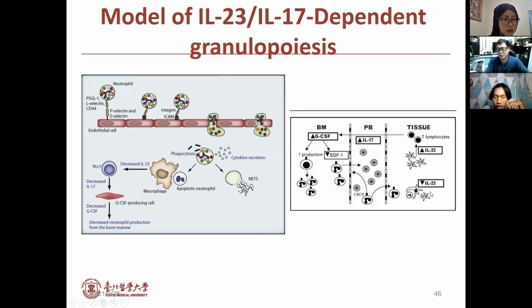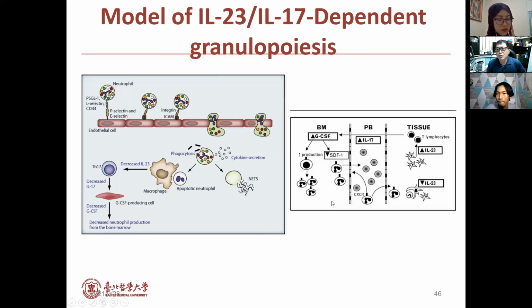After cleanup of the damaged place, the neutrophils are dead, and there's no more signaling for macrophages. IL-23 drops, IL-17 drops, G-CSF drops. So there's no more neutrophil mobilization from the bone marrow to the bloodstream. So we turn off this loop. Okay, so no more neutrophils.